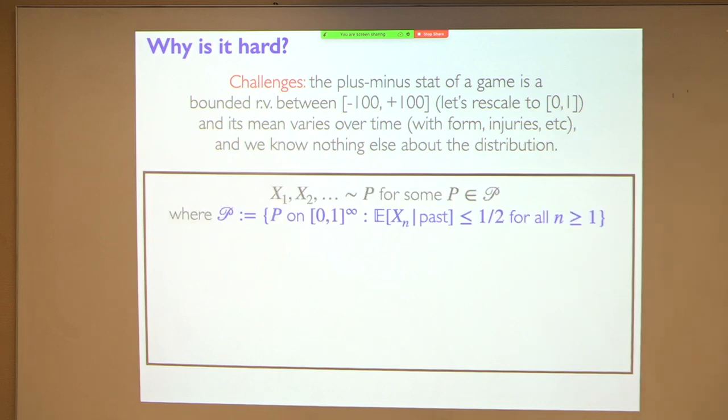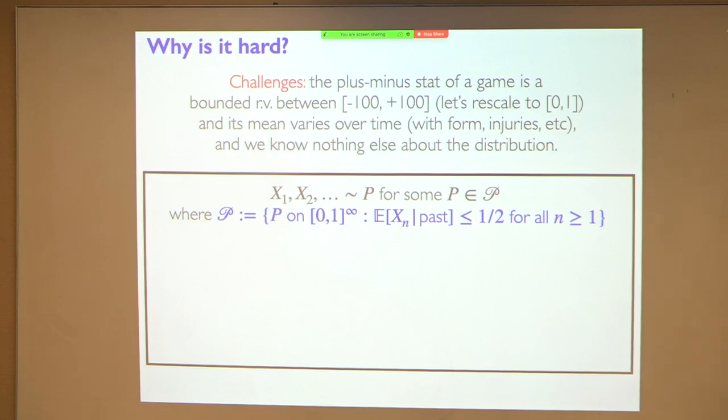So here's how I'm going to cast the problem. I'm going to say that x1, x2 and so on are not coming IID from P. P is a distribution over infinite sequences, so it's a joint distribution of x1, x2, and so on, for some P. This is pre-change, this is what's happening. And script P is just a set of distributions on [0,1]^infinity such that the expected value of xn given whatever has happened so far is less than or equal to a half. I'm just rescaling from minus 100 to 100 to 0 to 1.